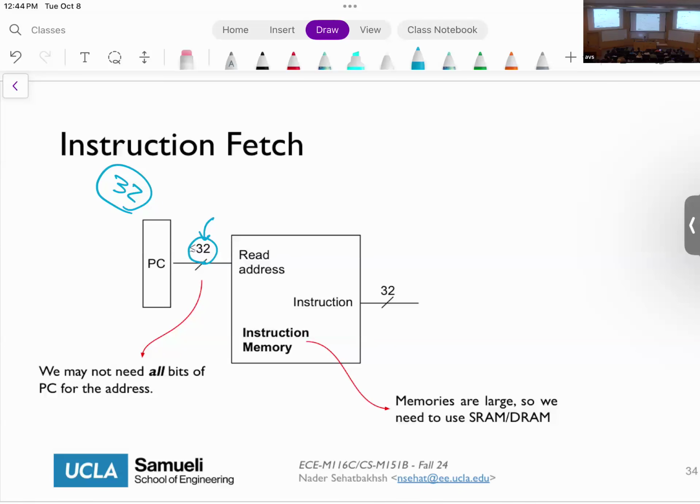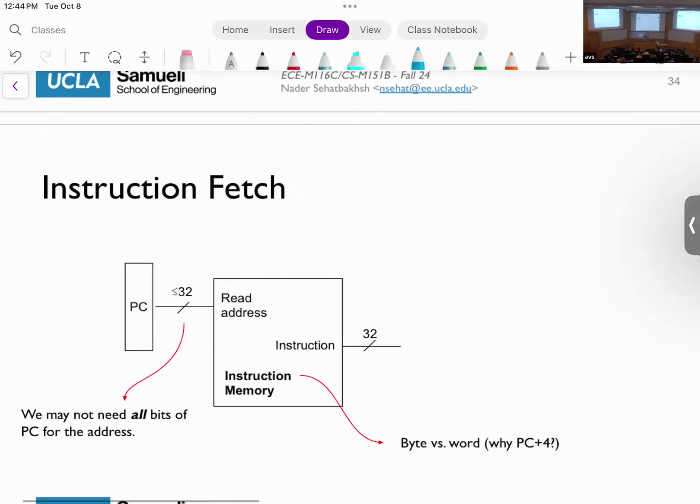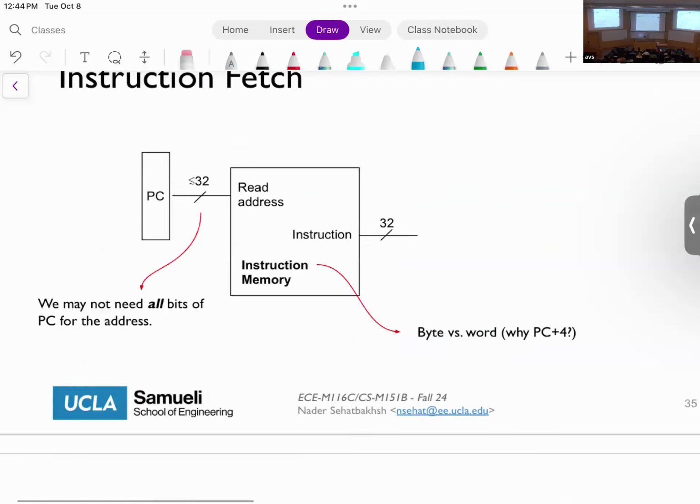Exactly. So it depends on how many lines I have here. Essentially, log2 of this will give me the bits that I need to read the memory. If I provide more, we only take the lower bits for reading the memory. Okay. So this is typically what we do.